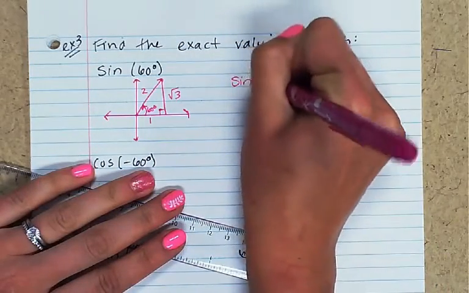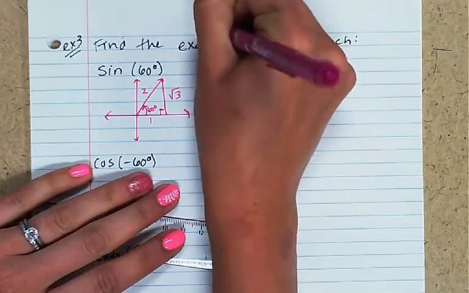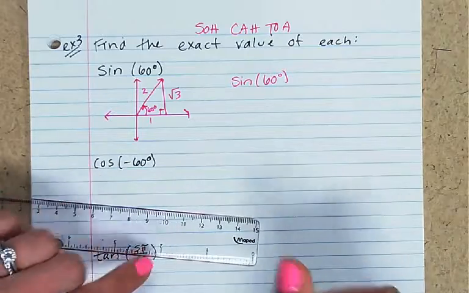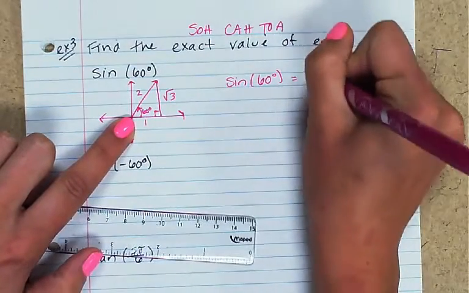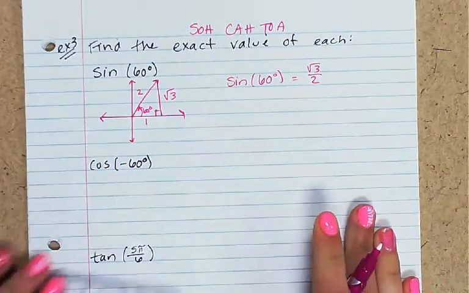So sine is, I'll write this at the top, SOHCAHTOA. Sine is the opposite over the hypotenuse. So for 60 degrees, the opposite is root 3, and the hypotenuse is 2. So sine of 60 degrees is root 3 over 2.